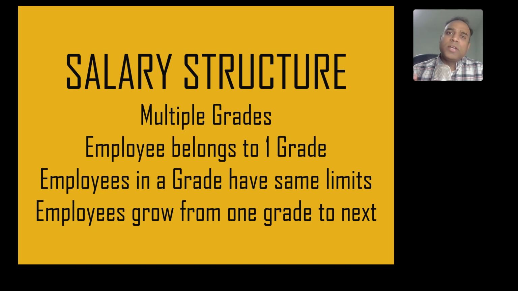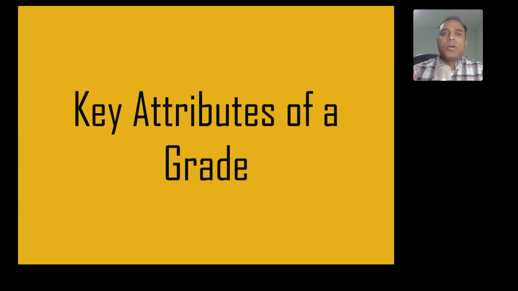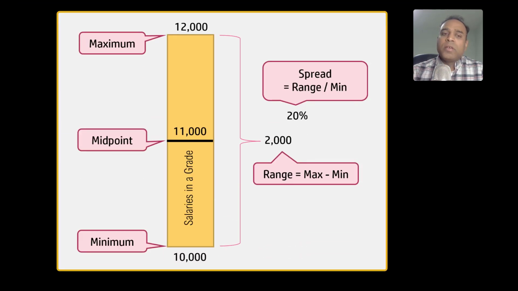Now let's take a look at some of the key attributes of a grade. Let's take this example grade. The minimum salary for this grade is 10,000 and the maximum is 12,000. The midpoint, therefore, is in the middle of that, which is 11,000. When you look at the range, the difference between the maximum and the minimum, 12,000 minus 10,000, that is 2,000, is the range of this grade.